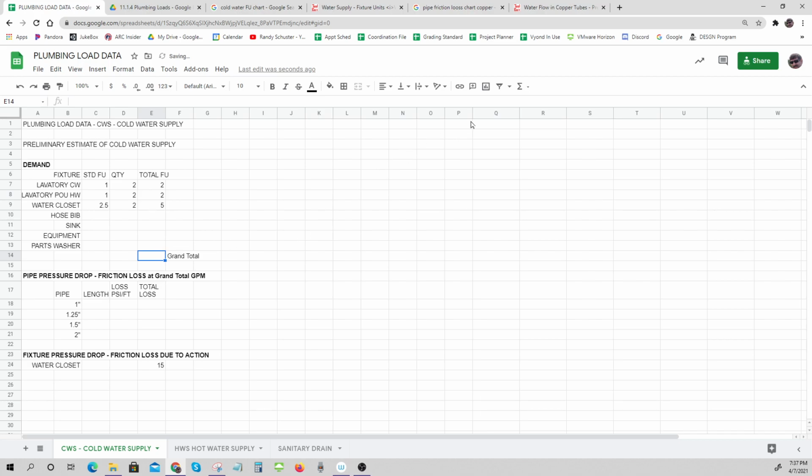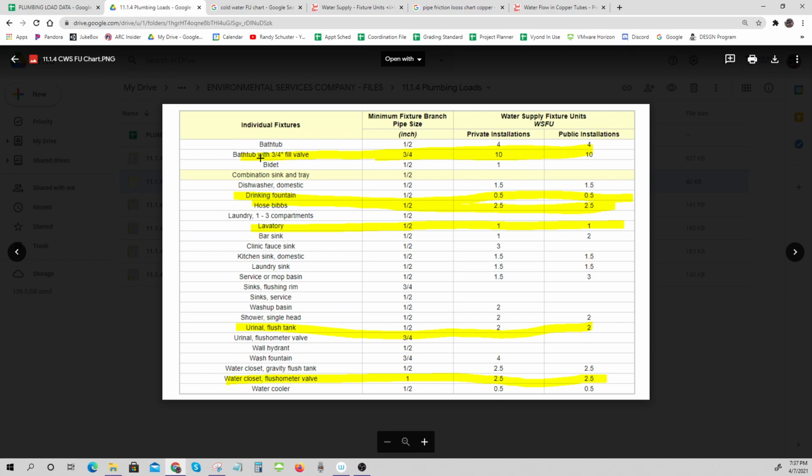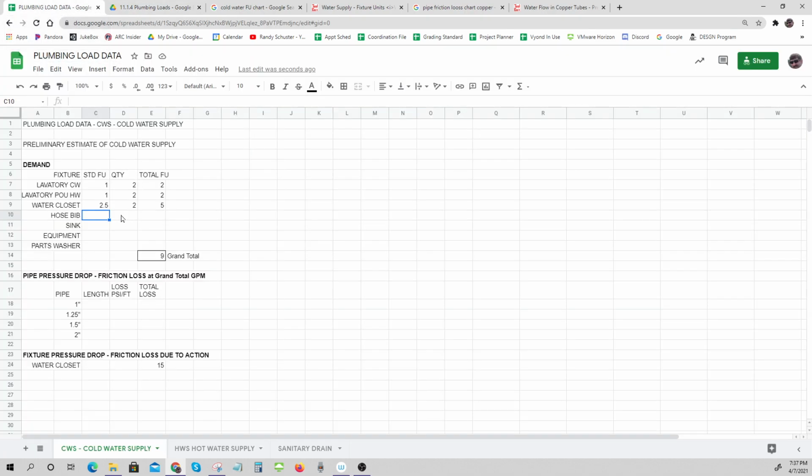And in your grand total, you're going to find the sum of all of those. Now, what I want you to do is for the hose bib, because we got to fill up the pool. And so we're going to use the hose bib as 10 gallons per minute, to fill up that big pool. So those will be 10 gallons per minute, 10 fixture units.